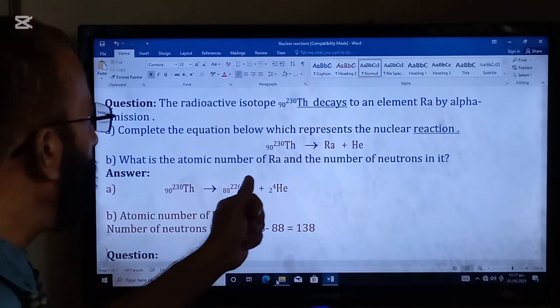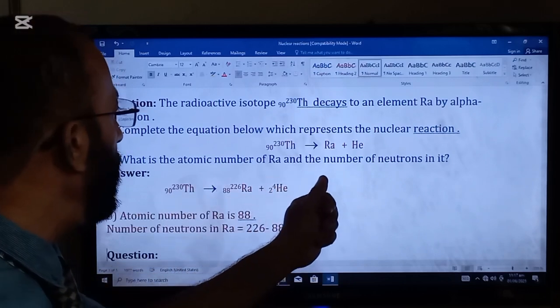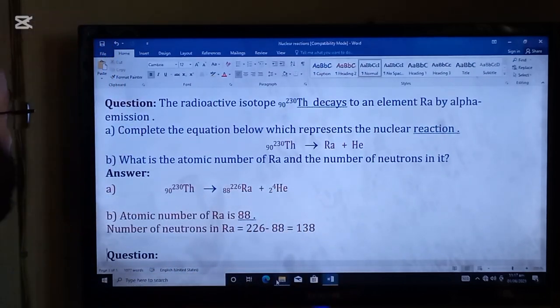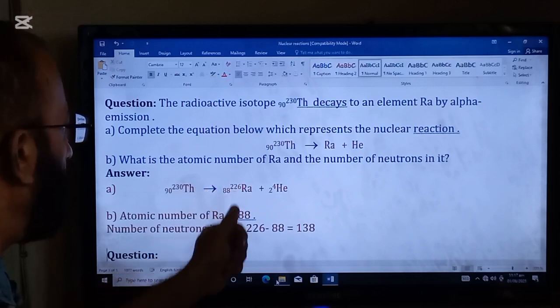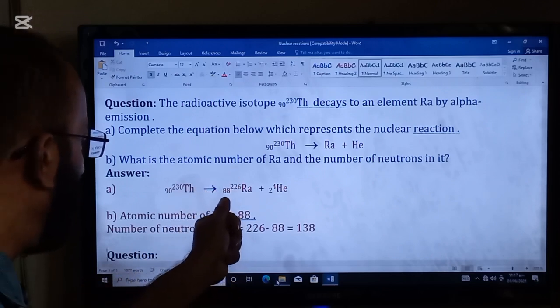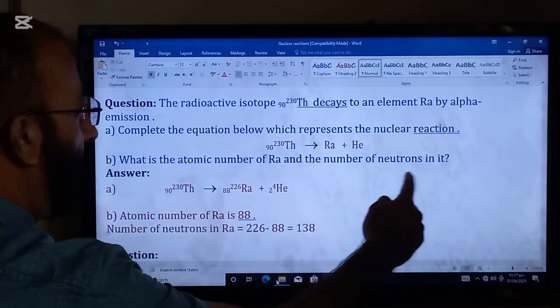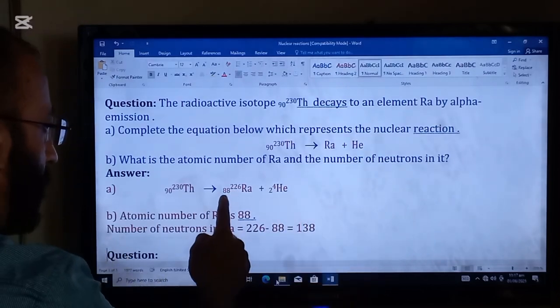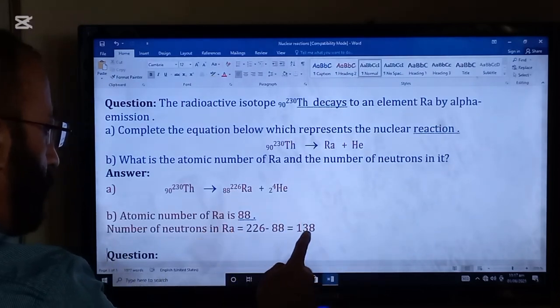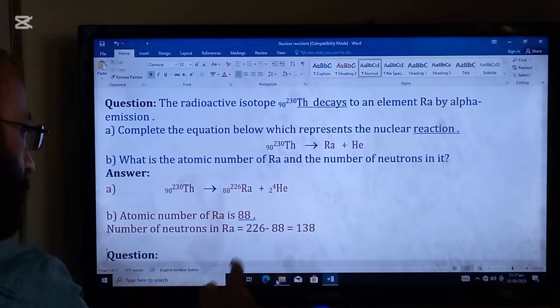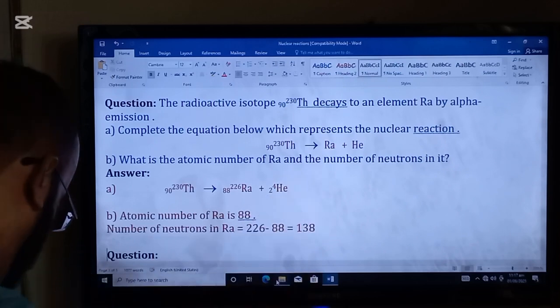What is the atomic number of radium and the number of neutrons in it? So the atomic number of radium will be 88. And the second requirement is the number of neutrons in it. So 226 minus 88 will be equal to 138, which will be the number of neutrons in radium.